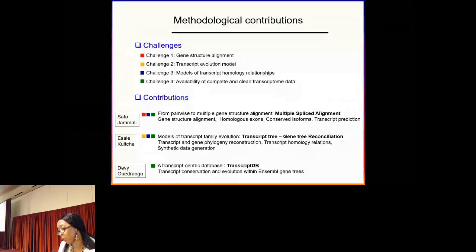And finally, I will quickly present a recent effort that we have been working on in the team, led by a current PhD student, David Hidalgo, who has developed a transcript-centric database called TranscriptDB, that presents transcript conservation and evolution results within Ensembl gene trees. And also, David will be presenting his work in this conference as part of the Evolve ComGen session.